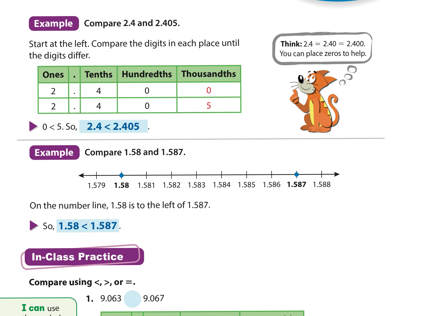Okay, so 0 is less than 5. So if I'm comparing both of these two numbers, when I'm going one place at a time, okay, notice these are the same digits.